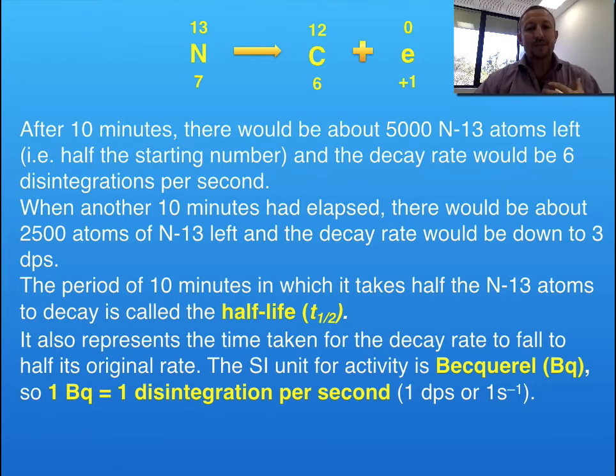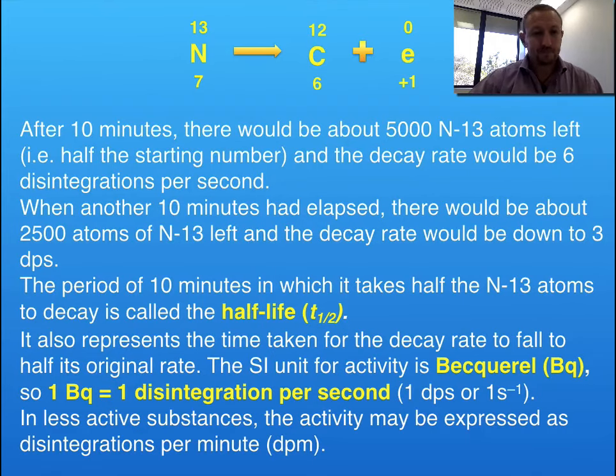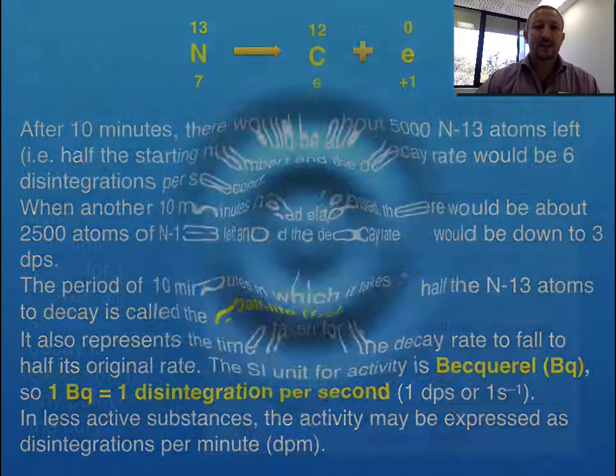Now, the activity can often be written in seconds, and the SI unit for this is the becquerel, where 1 becquerel is 1 disintegration per second, or 1 dps, or 1 s^-1. If you've got less active substances, the half-life can be expressed in minutes, or we could go even further and look at years, depending on how long it's going to take for those atoms to break down.